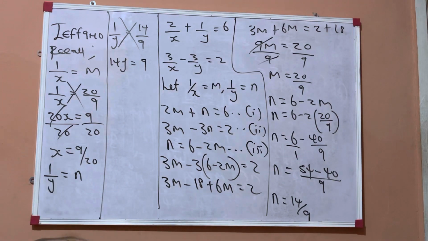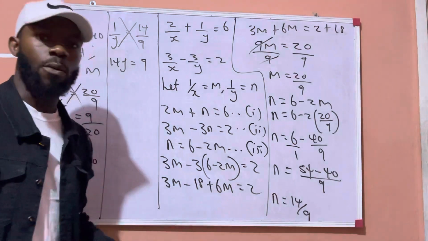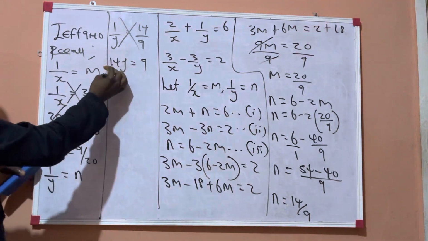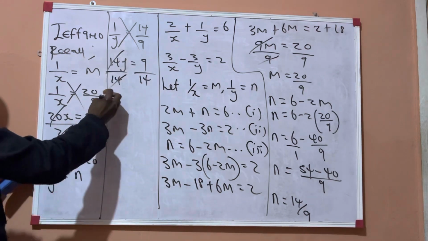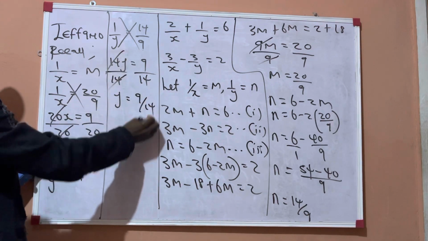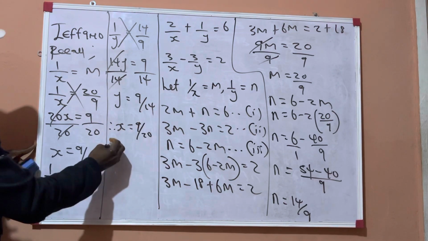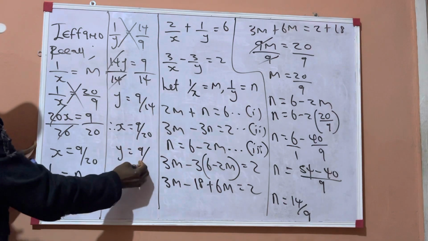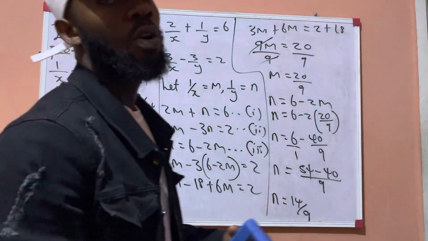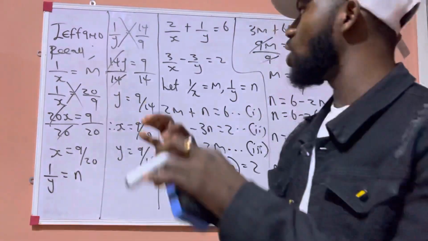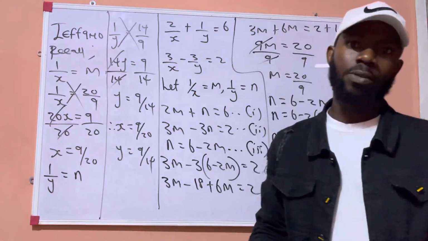Now what are we looking for? We are looking for the value of y. And for us to get the value of y, y needs to be the subject of the formula. And so we need to divide both sides by 14. Now, when 14 cancels out 14, what do I have? y becomes 9 over 14. Therefore, x is 9 over 20 and y is 9 over 14. So you see, this is how you can solve simultaneous equations that have their variables at the denominator.